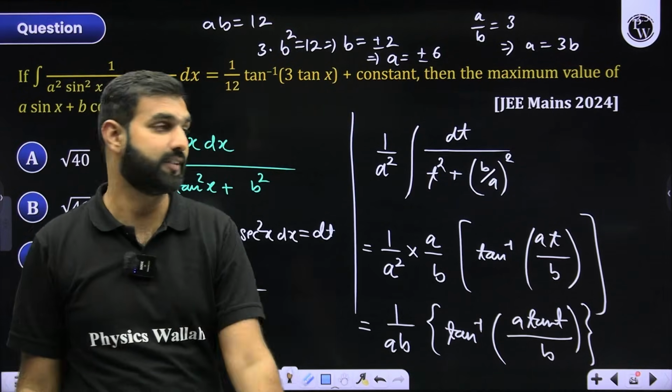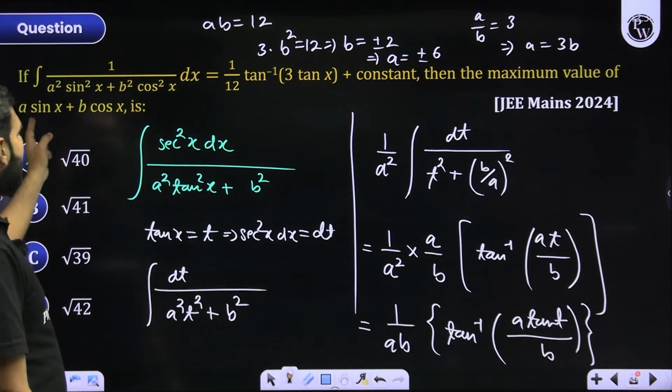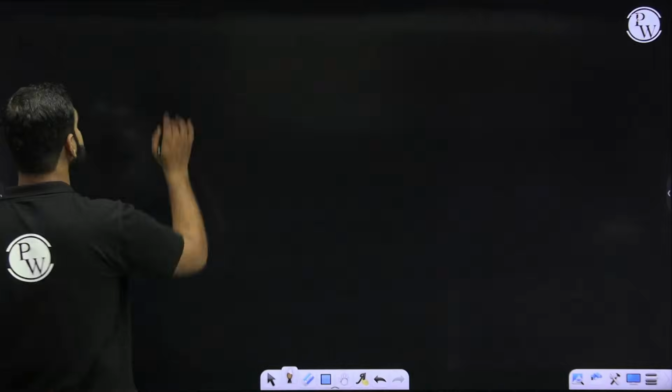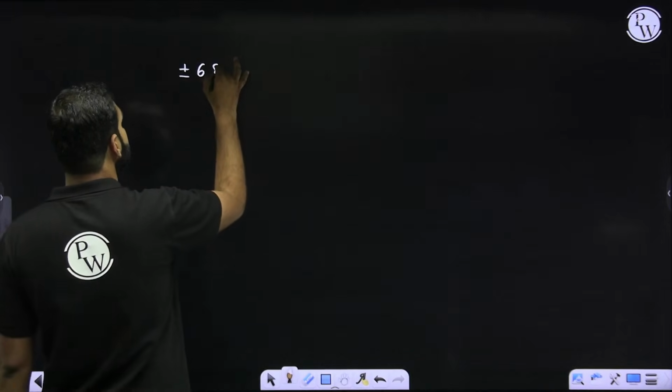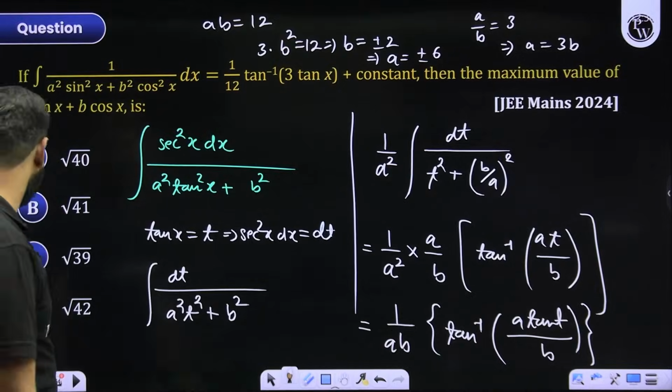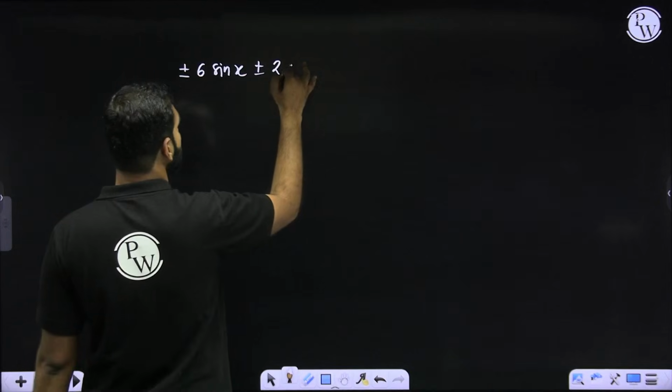Now, what is the next part? The next part is a sin x plus b cos x. Its maximum value is what we are asked. a sin x plus b cos x. What is a? a is plus minus 6. So plus minus 6 sin x. What is b? b is plus minus 2 basically. So plus minus 2 cos x.